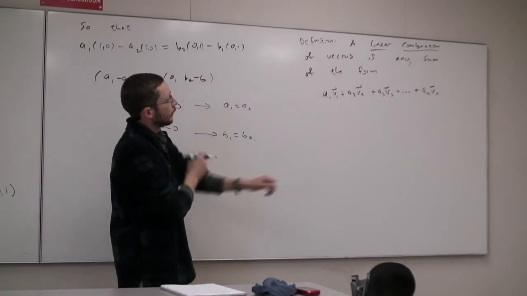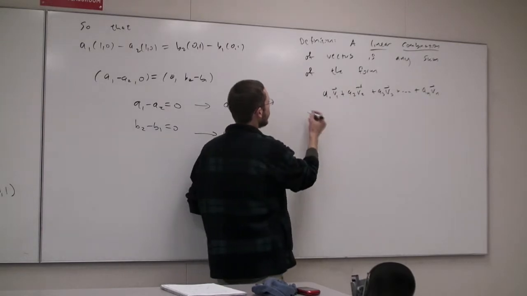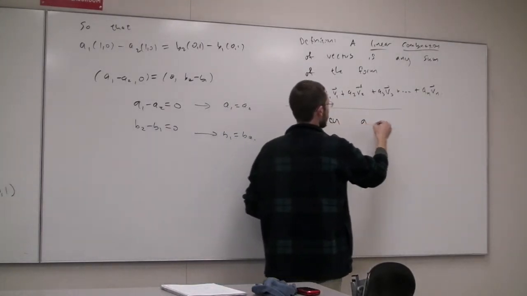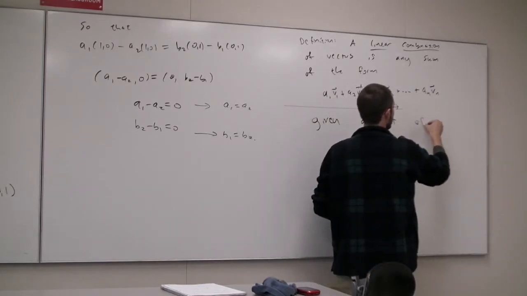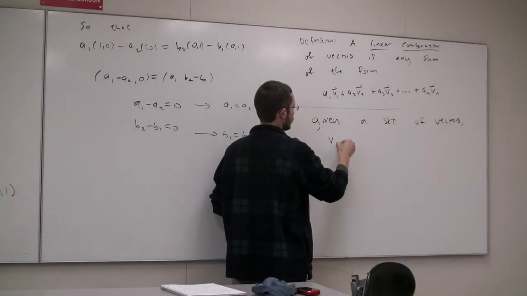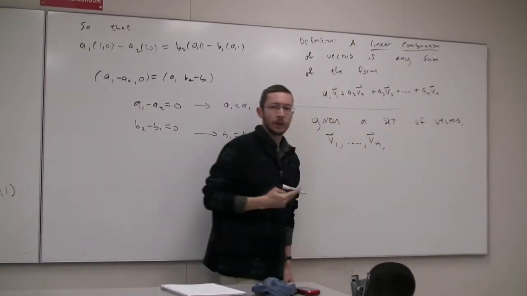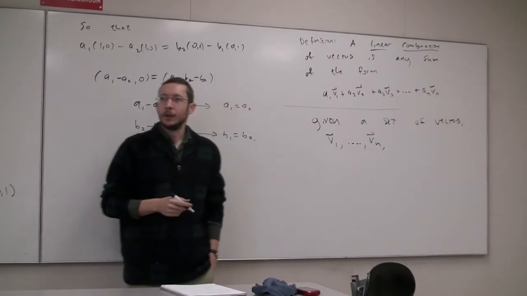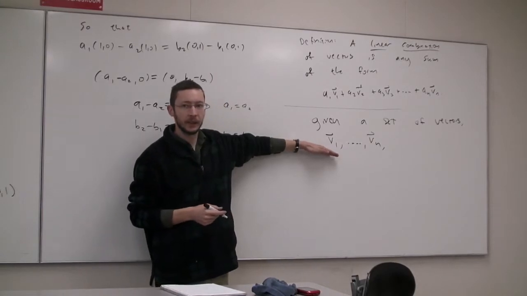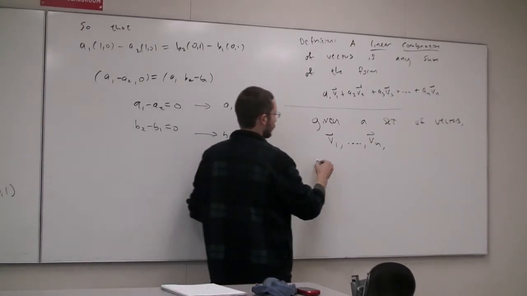And given a set of vectors, v1 through vn, you know what's coming next. We call the span of v1 through vn the set of all linear combinations of those vectors.